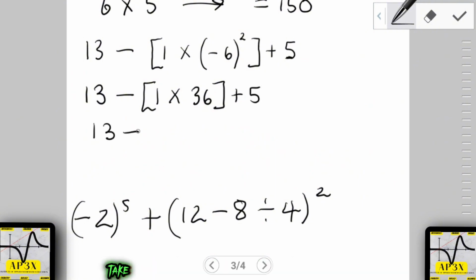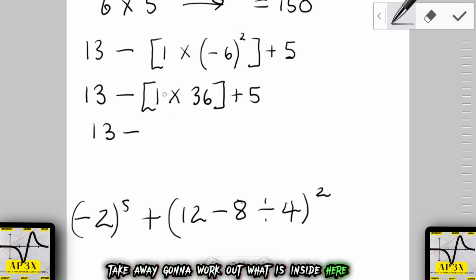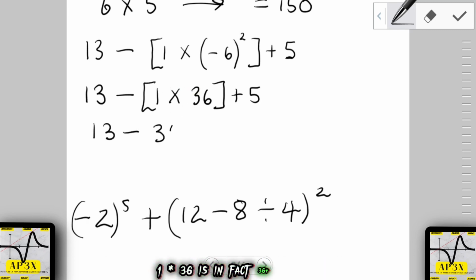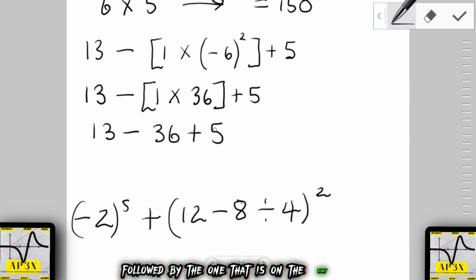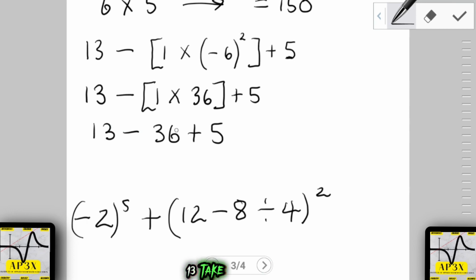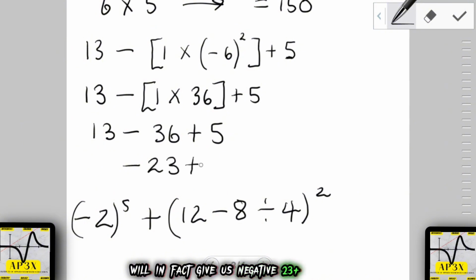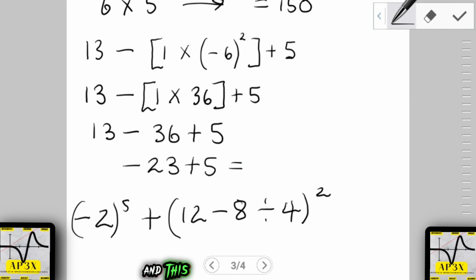Now what we have next is 13 take away, and we're going to work out what is inside here: 1 times 36 is in fact 36, plus 5. Now we have subtraction and addition, and as mentioned before, when we have operations that are tied for precedence, we do the one on the left followed by the one on the right. So 13 take away 36 gives us negative 23, plus 5, and this evaluates to negative 18.